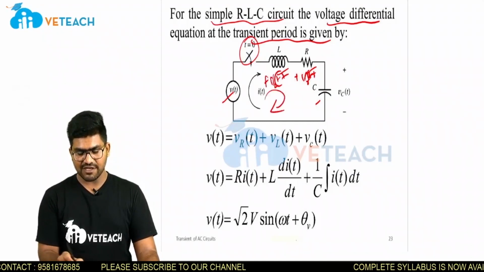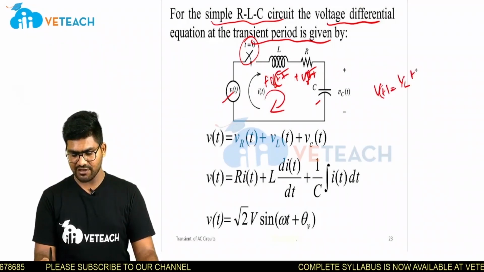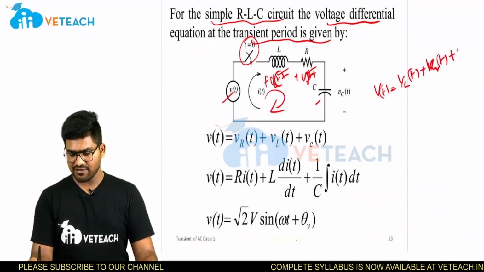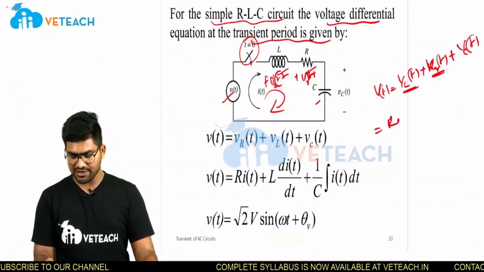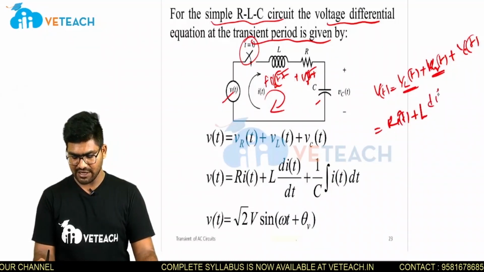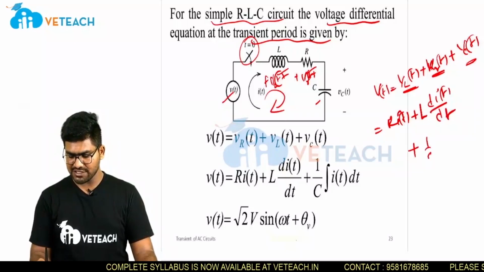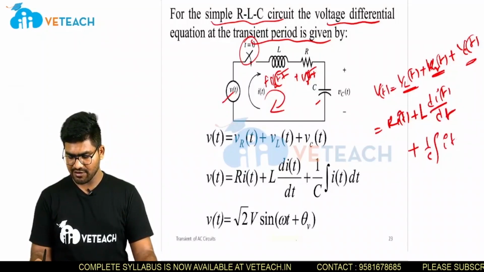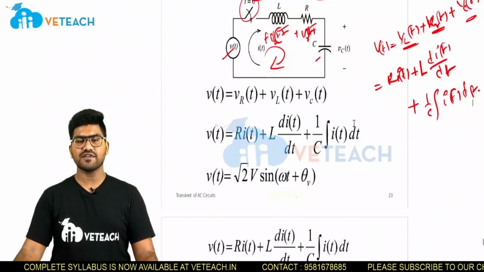So if I apply KVL in this loop, V of t is equal to VL of t plus Vr of t plus Vc of t. Now we know that Vr of t is nothing but R into I of t, VL of t is nothing but L into di by dt, and Vc of t is nothing but 1 by C into the integral of I of t dt, right? This we know, so I have replaced Vr, VL, Vc.